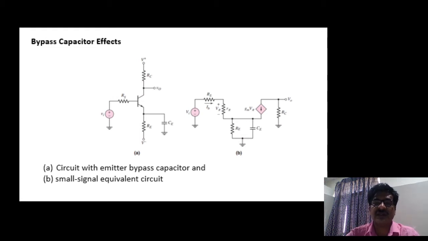Now let us see the effect of this emitter bypass capacitor mathematically. Here is the diagram showing bypass capacitor in parallel with RE and the corresponding equivalent circuit. In the equivalent model, VCC or V plus and V minus both are at ground. Therefore, the resistance RC is connected between output terminal and ground, and the transistor is replaced with the hybrid pi equivalent model, without considering the early effect. And between emitter and ground, there is a parallel combination of RE and CE. So this is the equivalent circuit considering the bypass capacitor.